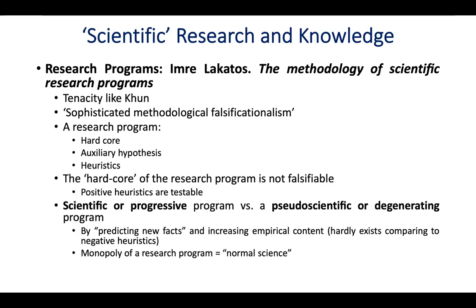And then he mentioned Kuhn's notion of normal science. Here it's a monopoly of a particular research program. It's very hard to falsify. You need to protect it from any falsifying element. You need to protect the core through this belt of auxiliary hypotheses.